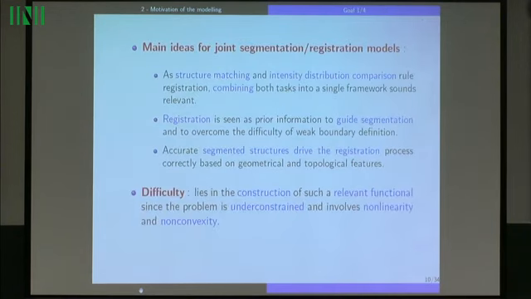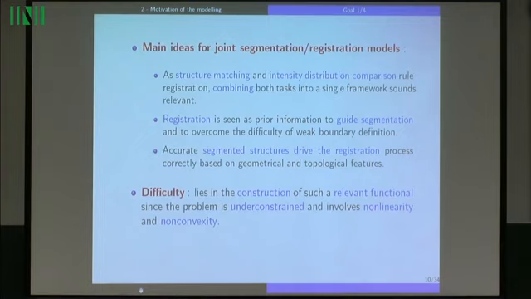So what are the main ideas for joint segmentation and registration models? Well, a structure matching and intensity distribution comparison rule registration, combining both tasks into a single framework, sounds relevant. Indeed, registration can be seen as prior information to guide segmentation and to overcome the difficulty of weak boundary definition, whereas accurate segmented structures can drive the registration process correctly based on geometrical and topological features. And so we want to put this into the context of shape averaging too.